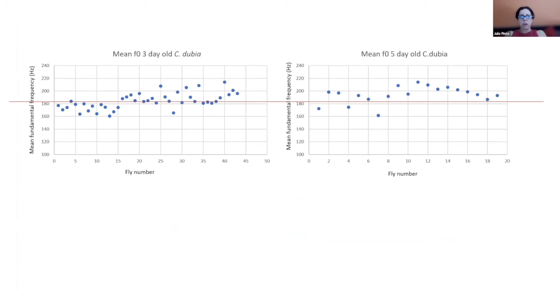I also looked quickly at age. I recorded a further 20 Calliphora dubia, and you can see at the 3-day old fly, most of those wing beats are equally distributed around the 180 hertz mark. But as they get older, to the 5-day mark, you can see the higher frequency. So it would be interesting to see at what point that levels out. And certainly I would need to collect more recordings than those 20 flies. However, this is something to look at.